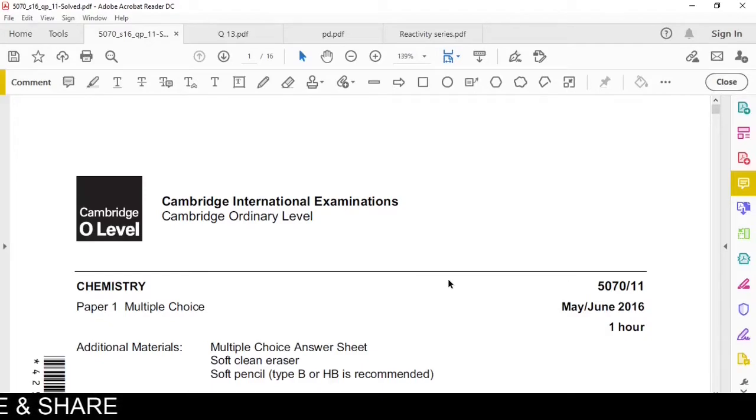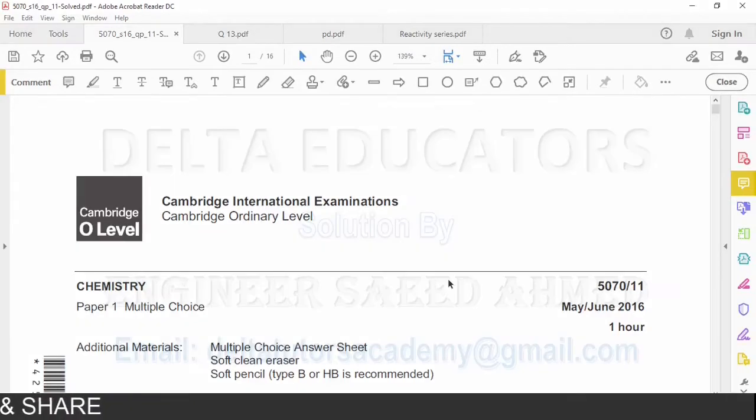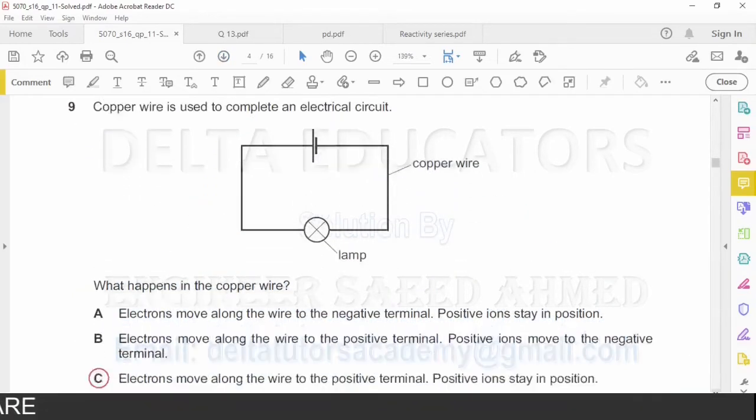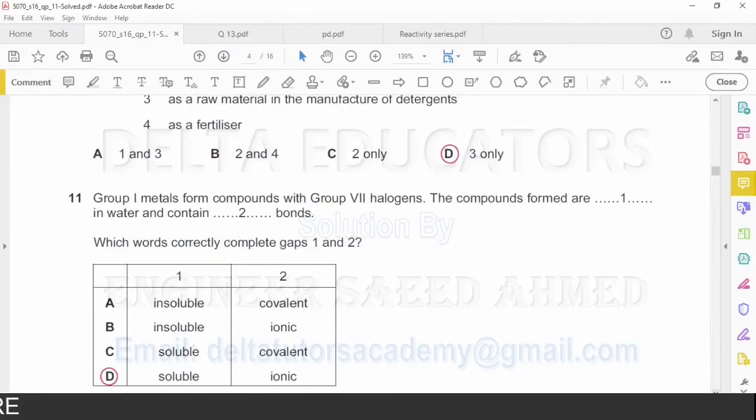O-Level Chemistry, Paper Code 5070, Paper 1, Variant 1, May/June 2016, and today we are going to solve question number 11 to question number 20. Question number 11. Group 1 metals form compounds with group 7 halogens.